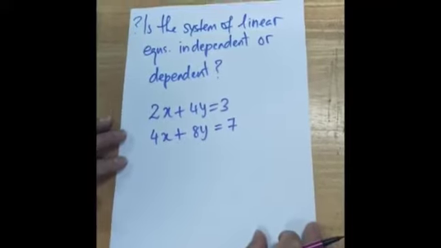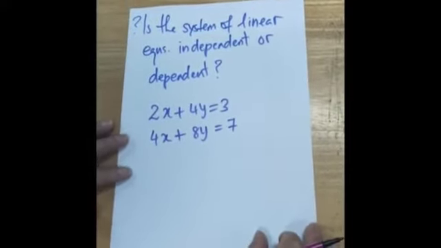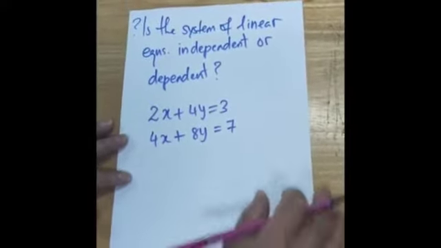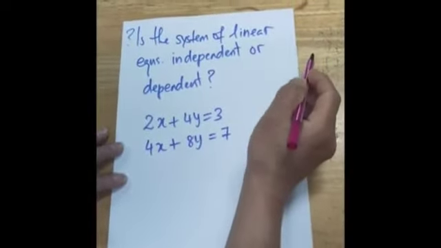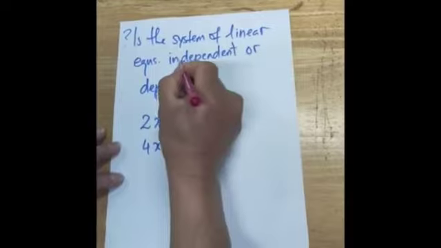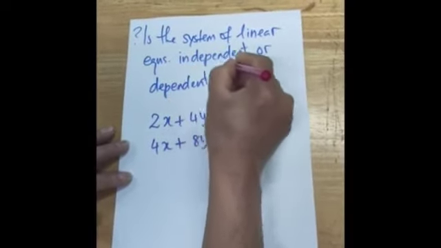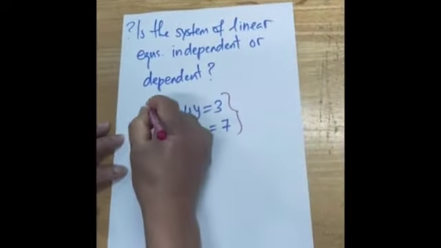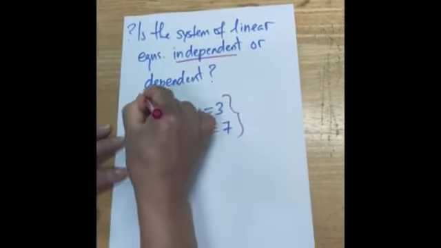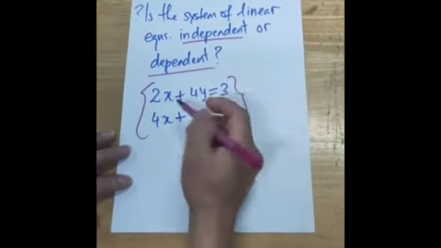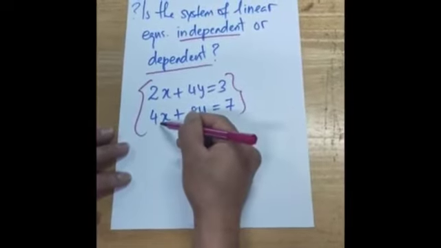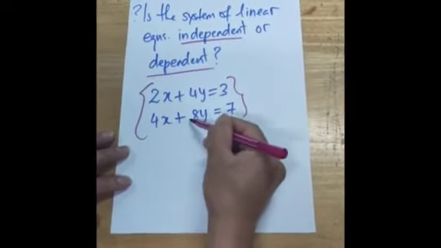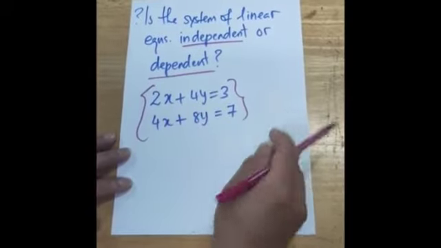So now let us go through an example to determine whether the system of linear equation is independent or dependent. In this example question, we are asked to verify whether this system is independent or dependent. Our first equation is 2x plus 4y equals 3, and our second equation is 4x plus 8y equals 7.